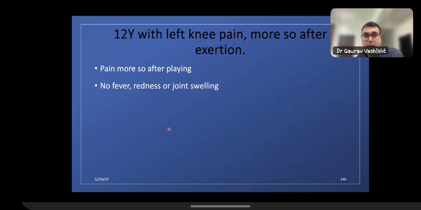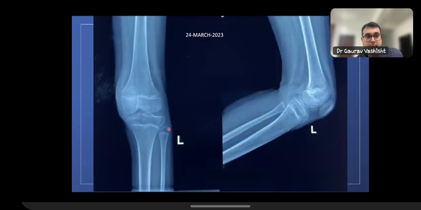12-year-old girl with left knee pain, more so after exertion. Pain started after playing, no fever, redness, or joint swelling. This was her initial X-ray on 24th March 2023, which looked normal on first appearance. This is the growth plate, normal in outline, but as you come towards the medial side, what you see is some widening in the region of the growth plate and some soft tissue edema. I hope all of you agree.